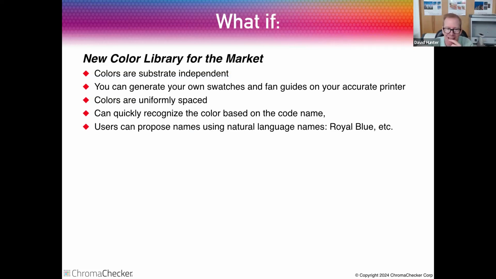Wouldn't that be nice? And wouldn't it be nice if users can propose their own names for colors using natural language, such as royal blue and signal red and sky blue and things like that? So not only does it have a code name, but it has a natural name, which many people prefer over some cryptic number or code. And of course, where the spectral data is free and easy to access.